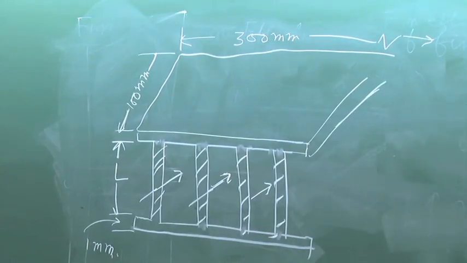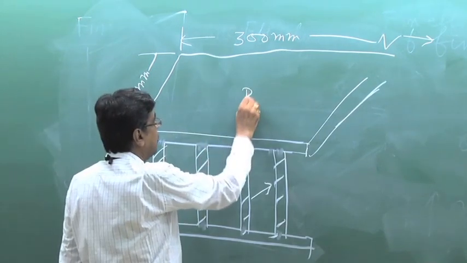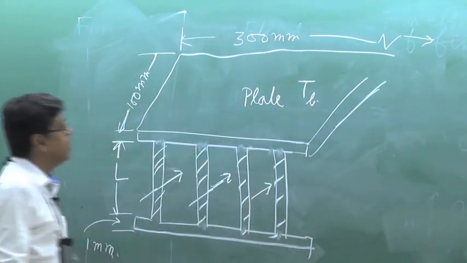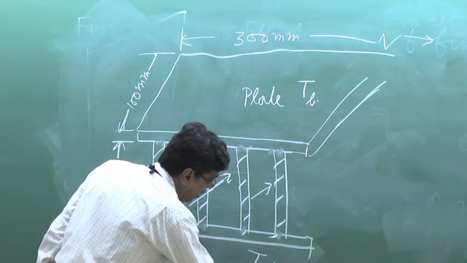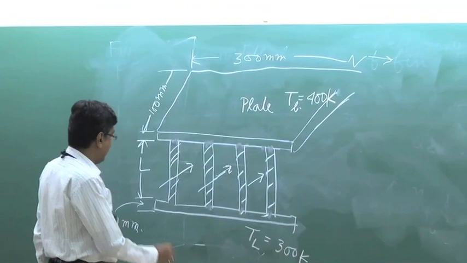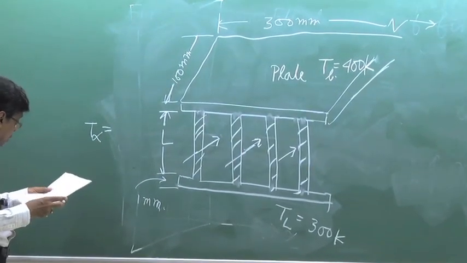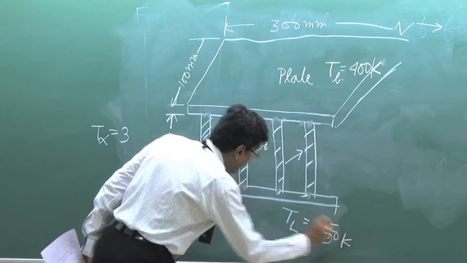Now, let me first write this thing. This is the plate. Plate temperature, let me write, is TB, base temperature, that plate. This is the temperature TL. TB is 400 K, and T infinity, that is the surrounding fluid, is 300 K. TL is not 300 K, it is 350 K. Sorry. 350K, and this is 300K.